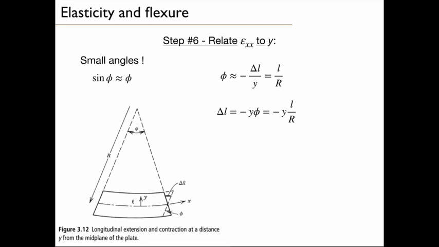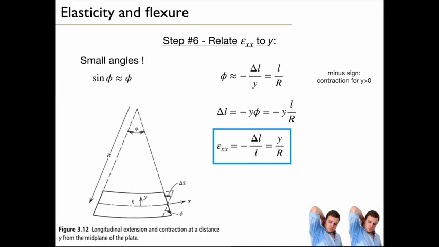Then we can express phi as either minus delta L over y or L divided by R. So you can also express delta L. Delta L is minus y times phi, or minus y times L over R. And this leads to the expression of epsilon xx, which is equal to minus delta L over L, or y over R. So we now relate epsilon xx to the coordinate y.